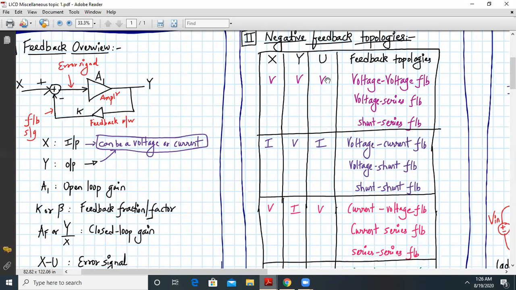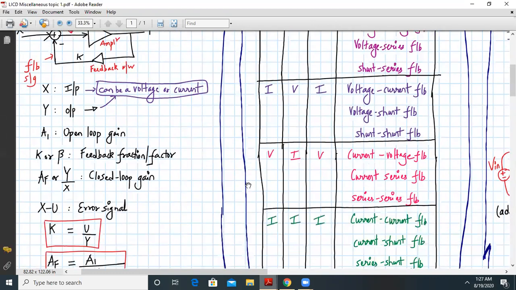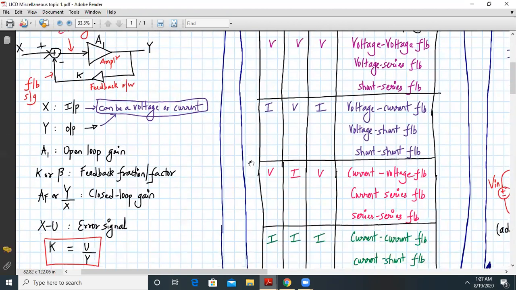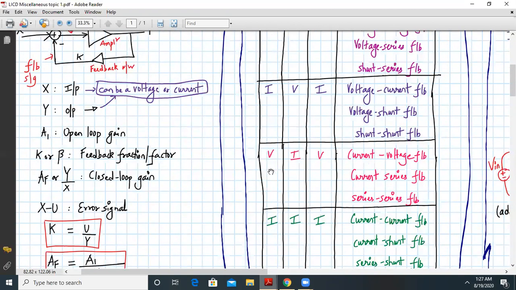In this case, the feedback signal U is the same as the input current. So the feedback signal is a current, input is also a current. Here in the third case, we have input as voltage, feedback signal as voltage, and output as a current. So it is called a current voltage feedback. Then we have a current series feedback. So the same thing is called a current series feedback. It has another name, series feedback. So these are the three names.